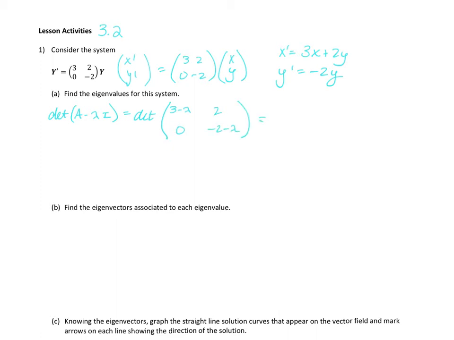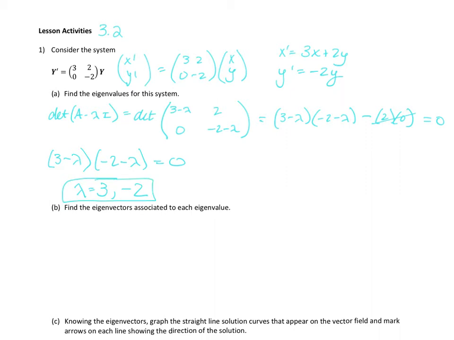So to calculate the determinant, we do A times D minus B times C. So that comes out to 3 minus lambda times negative 2 minus lambda minus 2 times 0, and we set that equal to 0 and solve it. That whole term is just a 0, so we have 3 minus lambda times negative 2 minus lambda equals 0. It's nice that this is already in factored form, so we get lambda equals 3 and negative 2 are our two eigenvalues.